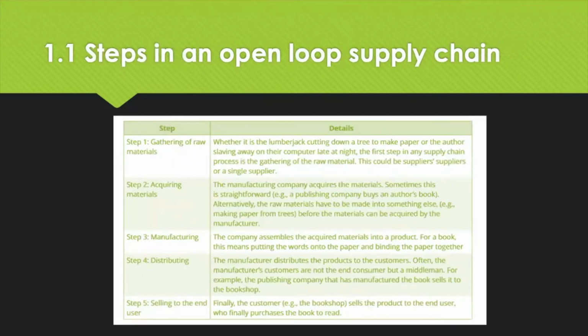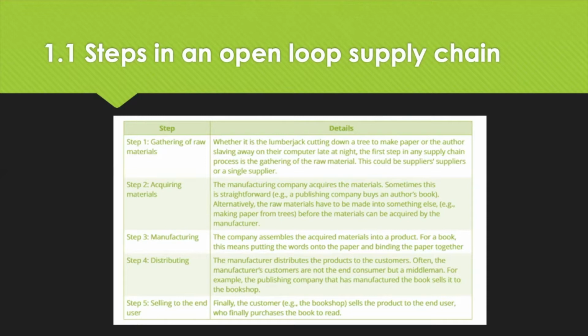The steps in an open loop supply chain start with gathering raw materials. That could be a lumberjack cutting down trees to make paper. The second is to acquire materials. So the manufacturing company then acquires those materials, and that's sometimes quite straightforward. Other times they have to be made into something, like paper from trees.